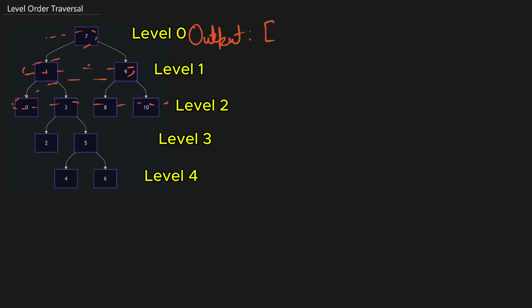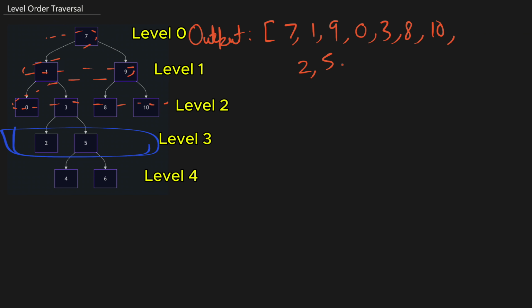We start with node 7 at level 0, and once we are done with level 0, we can move to level 1 and visit the nodes 1 and 9 from left to right. And then we move to the next level and visit the nodes 0, 3, 8 and 10. Then at level 3, we visit the nodes 2 and 5. And finally at the last level, that is level 4, we visit the nodes 4 and 6. This way we cover all the nodes level by level, and this will be our output.